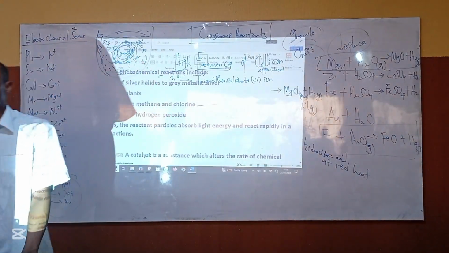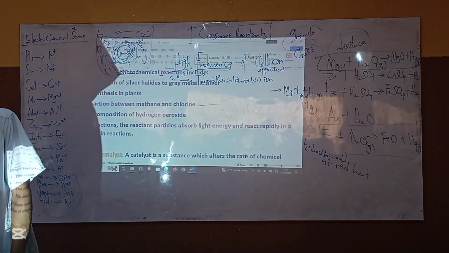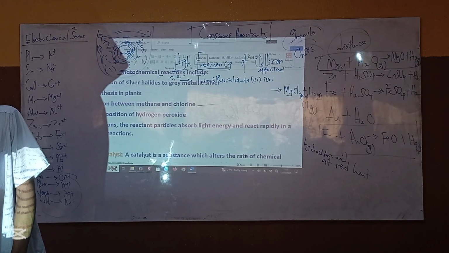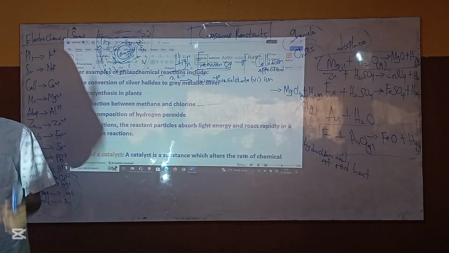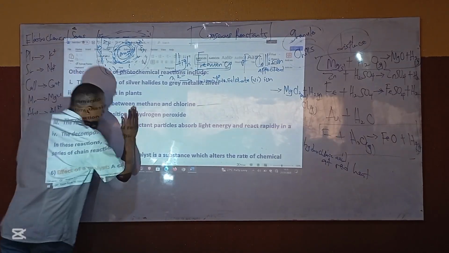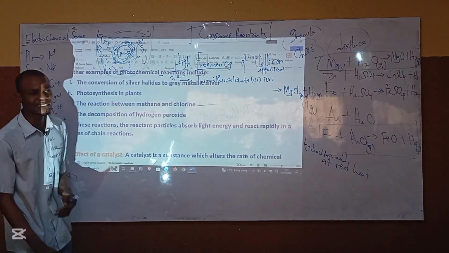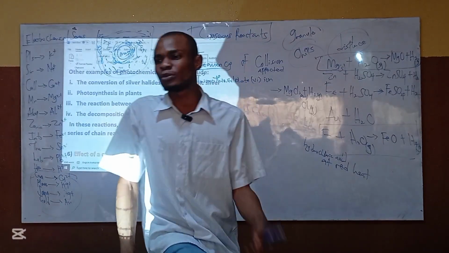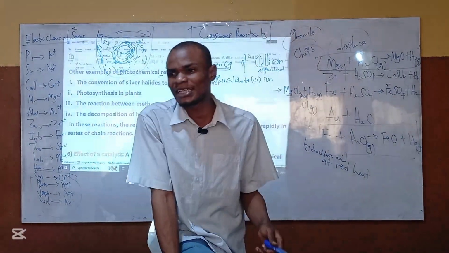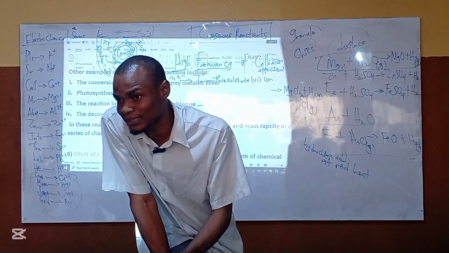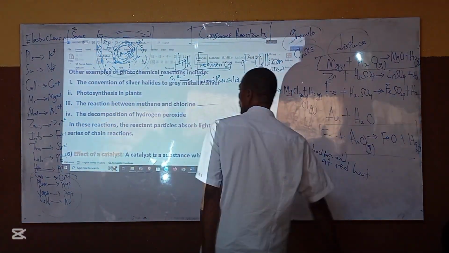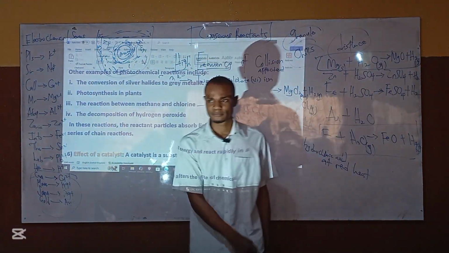Another example, methane and chlorine. That reaction is called a substitution reaction. It requires light. So you have to know it in your brain. The reaction between methane and chlorine is what kind of reaction? It's a photochemical reaction, and it will occur if light is being supplied to the reaction.